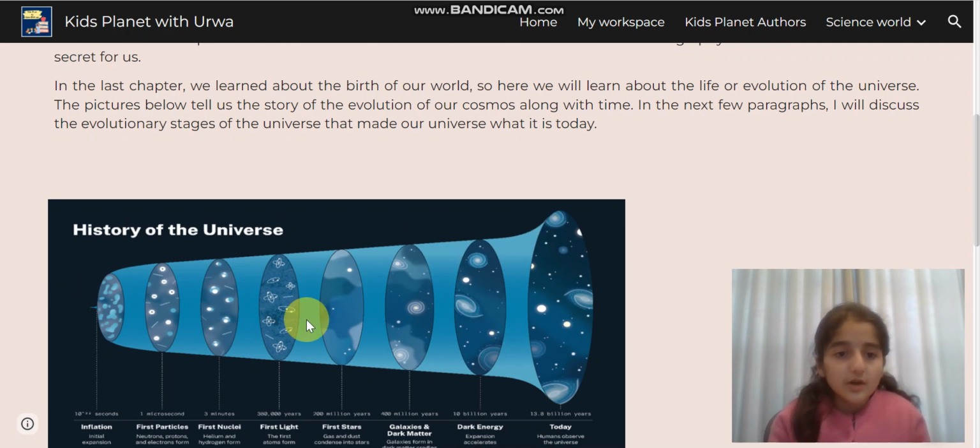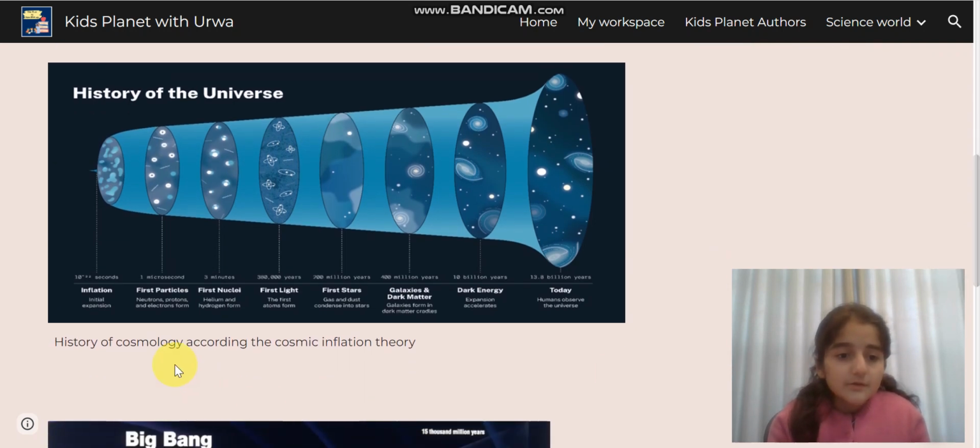The picture below explains all the evolutionary stages of the universe. First is inflation, then there's formation of first particles, then first nuclei. Moreover, there's first light. After that, there's first stars, and finally galaxies or dark matter form, and after that there is expansion acceleration by dark energy, and finally we see the universe as what it is today.